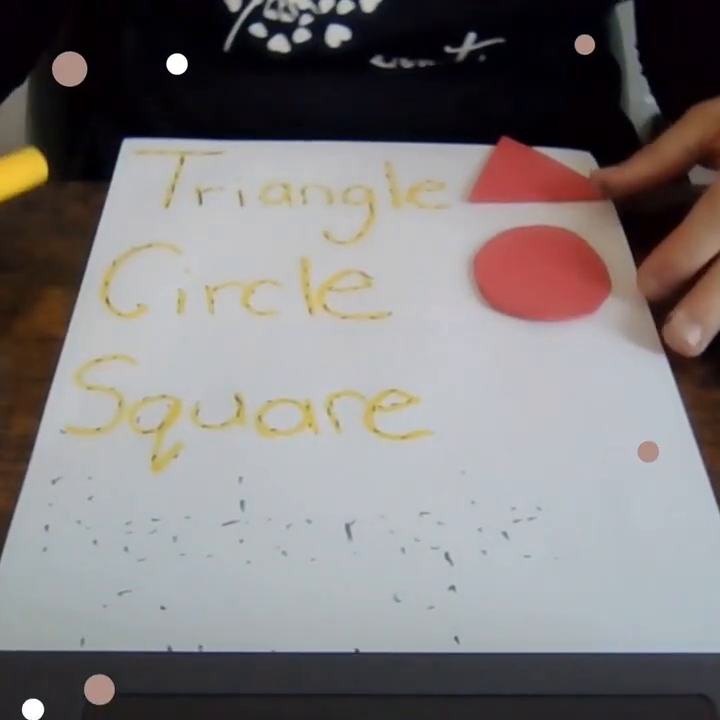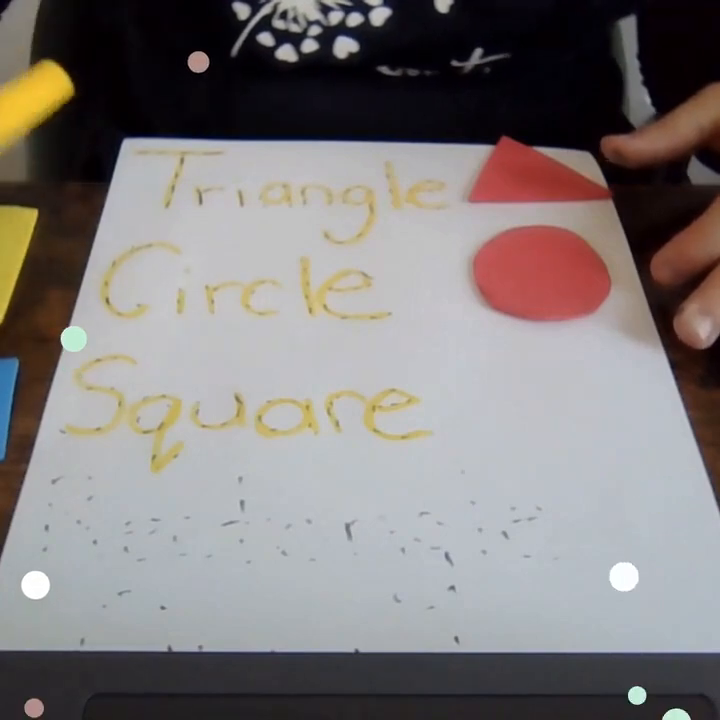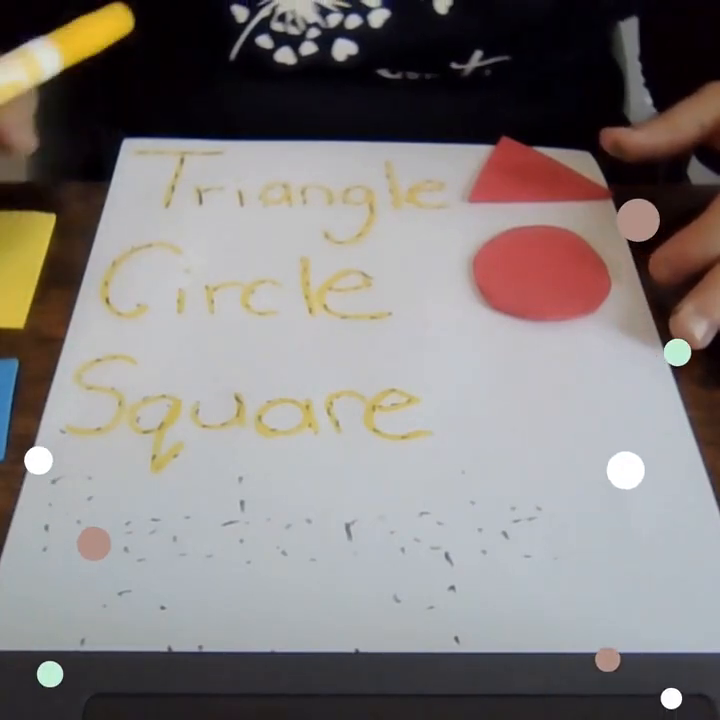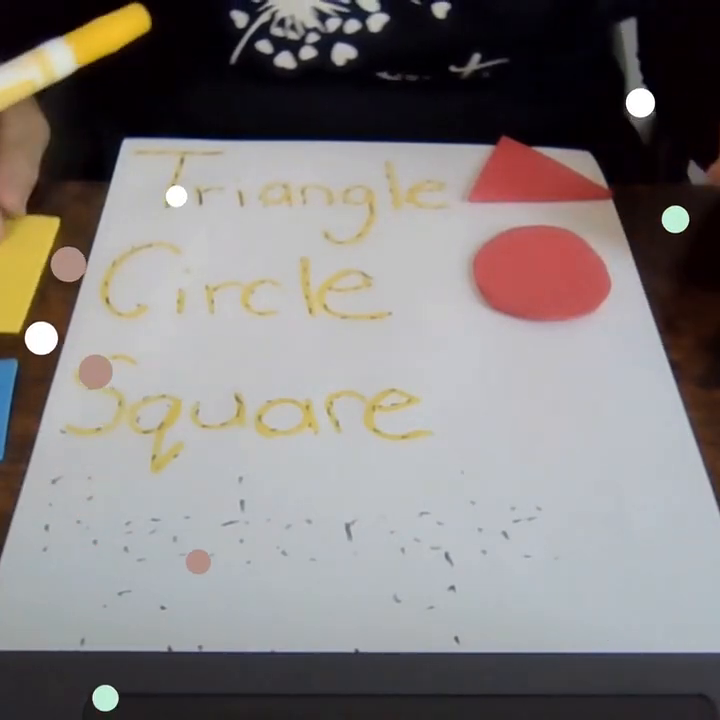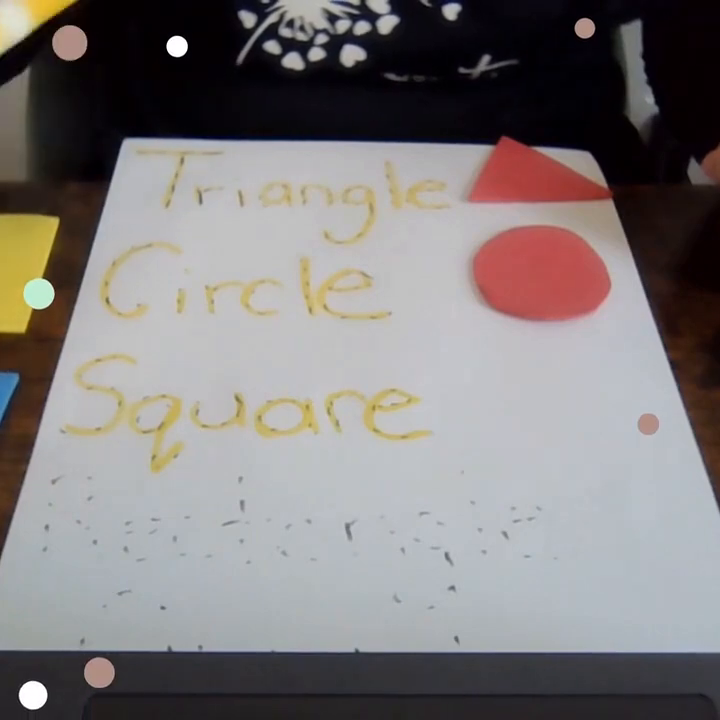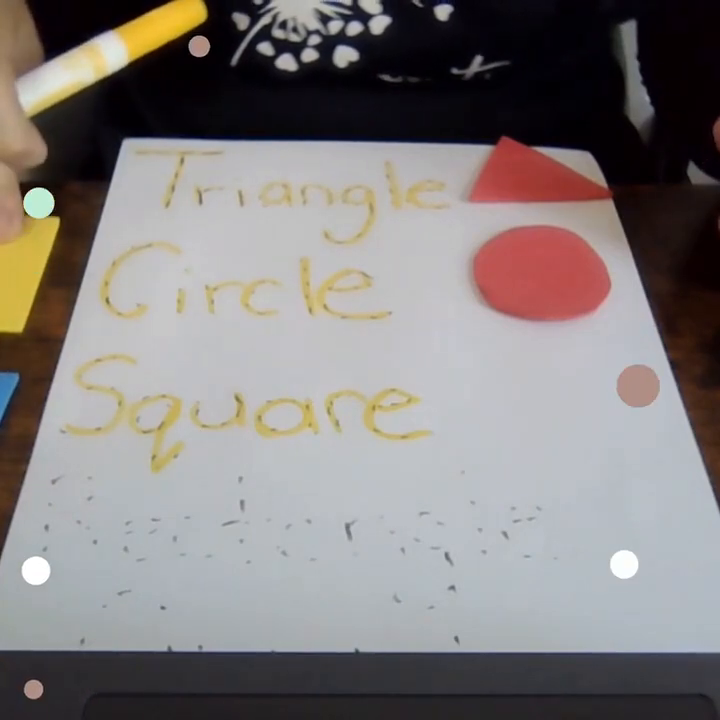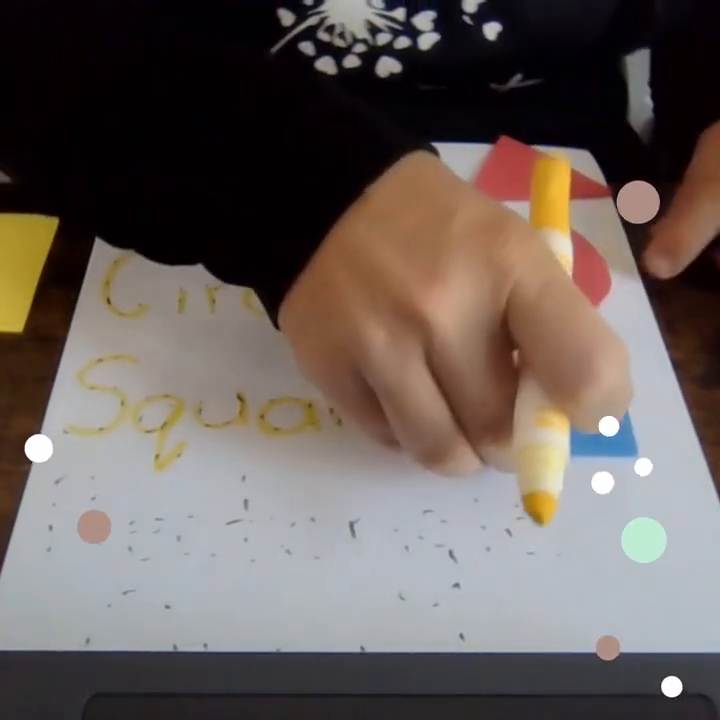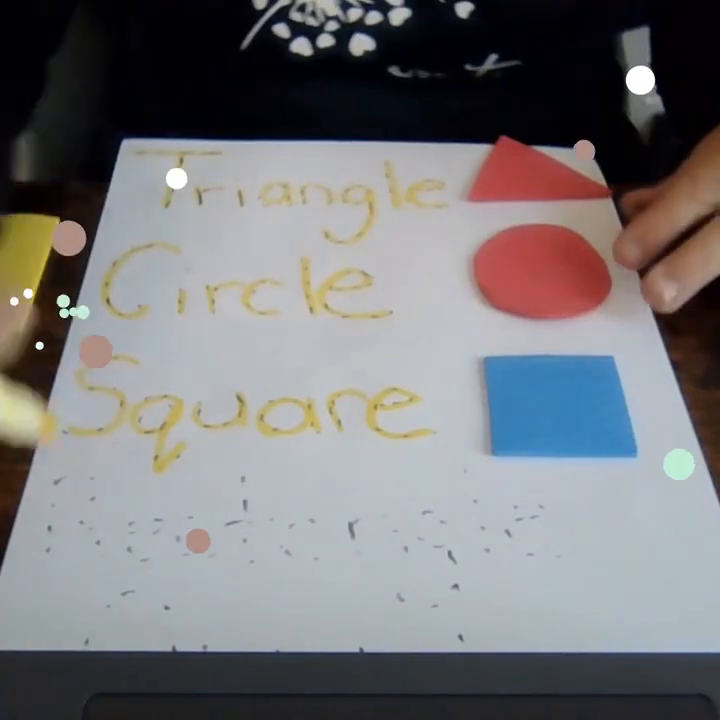Square. Do you remember which one was the square? I know it has sides. It's between this and this. Were all the sides the same, or was it a squished one? That's right. All the sides were the same. Square.